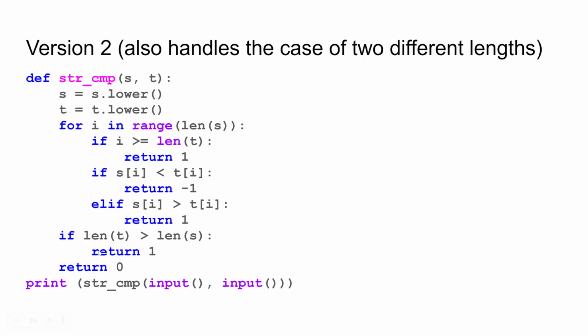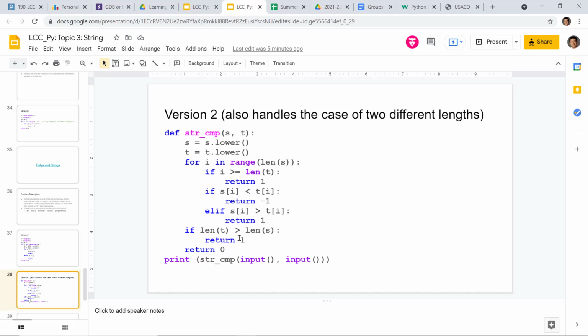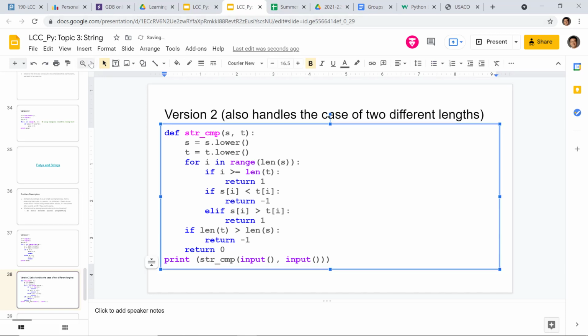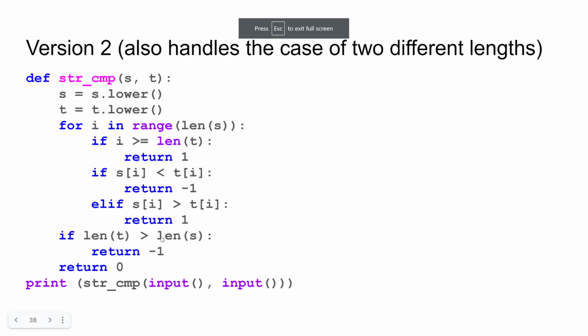One other thing that we need to add is when this loop ends and we haven't returned, that means so far everything we've looked at is the same, and we have looked at everything in S. But it could be that T is longer than S. So in that case, we return -1, which means S should come before T. When we reach the end, it means the two strings are the same length and everything we've looked at is the same, because in any other situation we would have already returned. That's the case when they are equal.